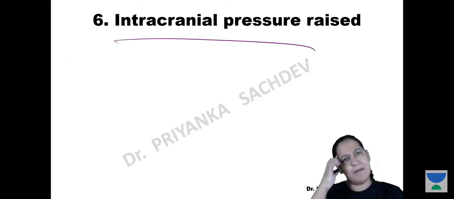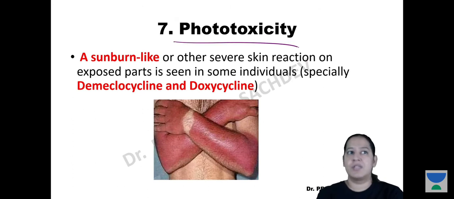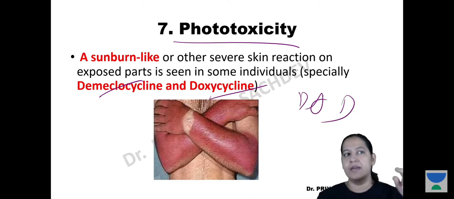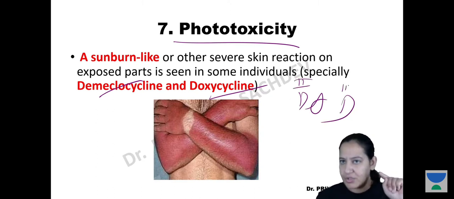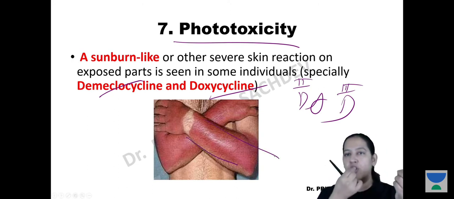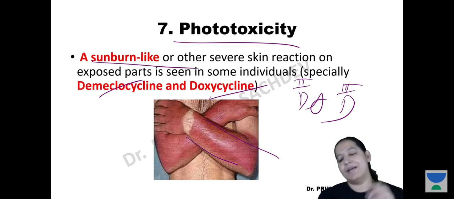Increased intracranial pressure: there is no detail of it. Phototoxicity: not all tetracyclines cause phototoxicity. Only D and D. Demeclocycline and doxycycline. Demeclo is group 2 and doxy is group 3, I guess. Both of them cause phototoxicity. If I take a tablet of demeclo or doxy and go into the sunlight, my skin will be like this. A sunburn-like reaction will take place. That is known as phototoxicity.